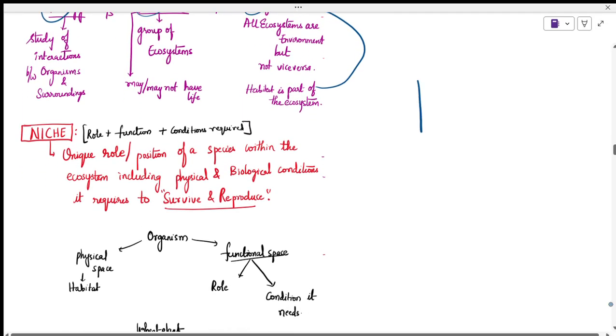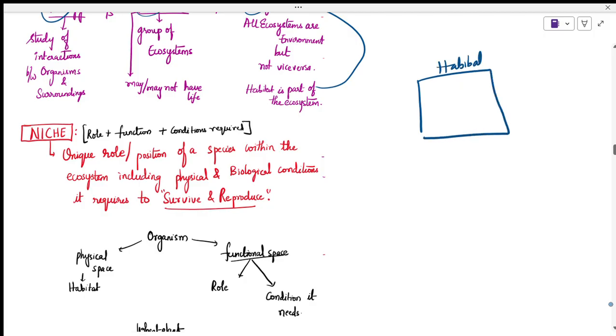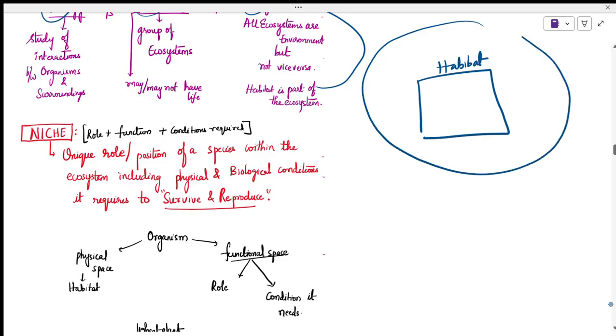So your home, that is a habitat. And your village is an ecosystem. Habitat is home. And in your home, you'll be having a role and function. So for me, in my home, my function is to study, so I have a study room. This is role, function and conditions needed.